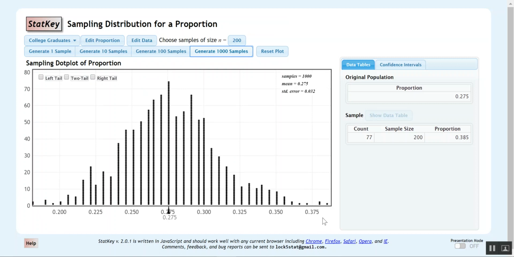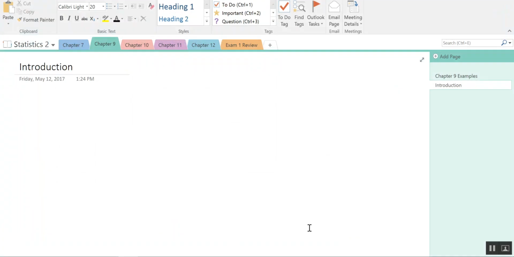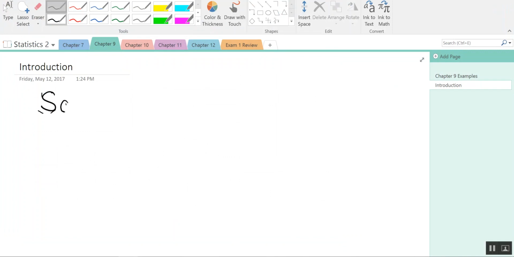And this is actually what the sampling distribution does. Its mean will match the true proportion, and its spread will be affected by sample size. It will get smaller as the sample size increases. So I'm going to switch over to my notepad now. Sampling distribution.